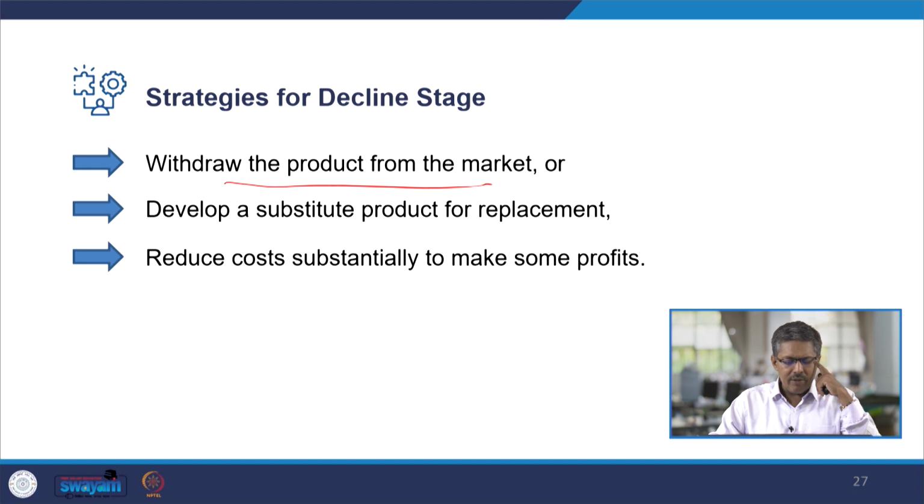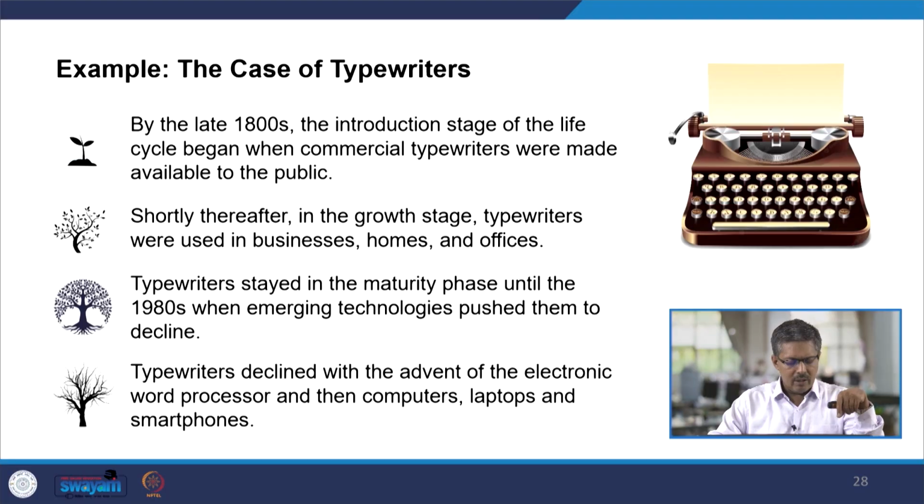Develop a substitute product for replacement. So now they are thinking of a new product, and reducing costs substantially to make some profit. By cutting down unnecessary reach to the market, they are cutting down the cost substantially, right. So now they are not thinking of making too many profits. This is basically, if you look at it, like a BCG case, which I will come to and explain. So, let us take one example where these four stages have been explained.